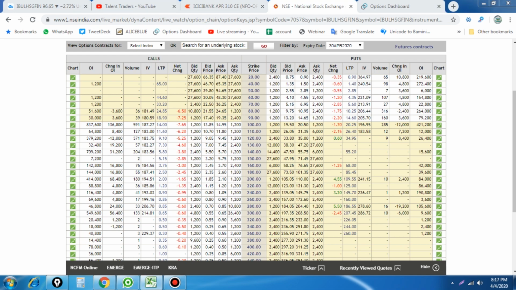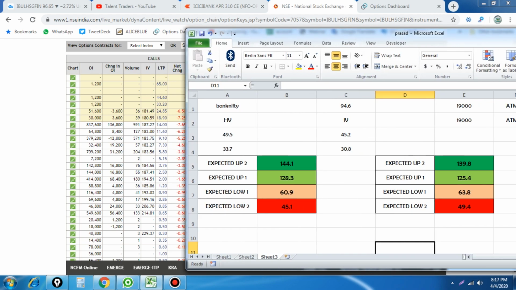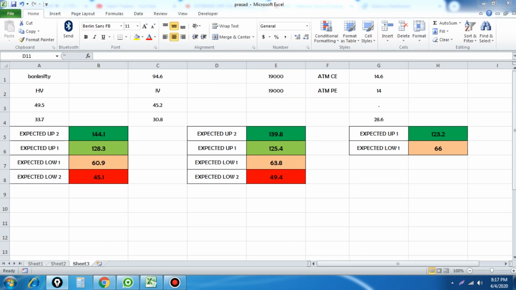So let's do that, or we can take out of the money. The 90 put option is trading around 14.6, and the call option is trading at almost 14 rupees. So we have 28 rupees. Let's do that based on our expected calculation. We have already shown you the range for the stock is 49 at the bottom level and 139 at the top level, based on the IV range.